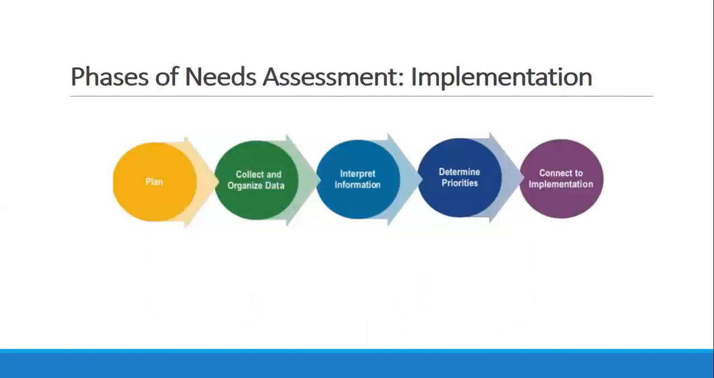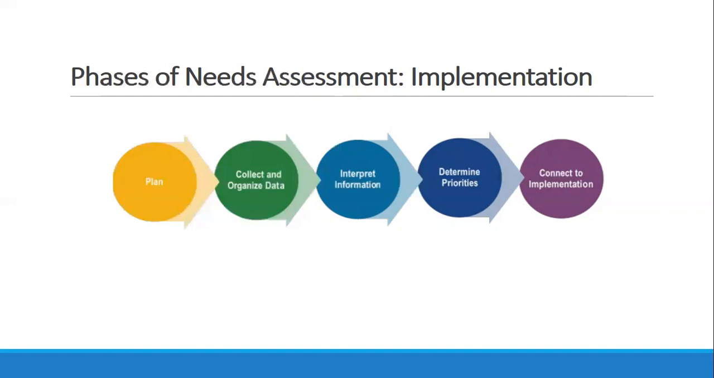There are 5 distinct implementation phases of the needs assessment process. The first is plan. Why are we engaging in the needs assessment? What are we hoping the impact will be at the classroom, building, and systems level? What data should be utilized? Who are the key stakeholders that need to be engaged and at what points in the process?